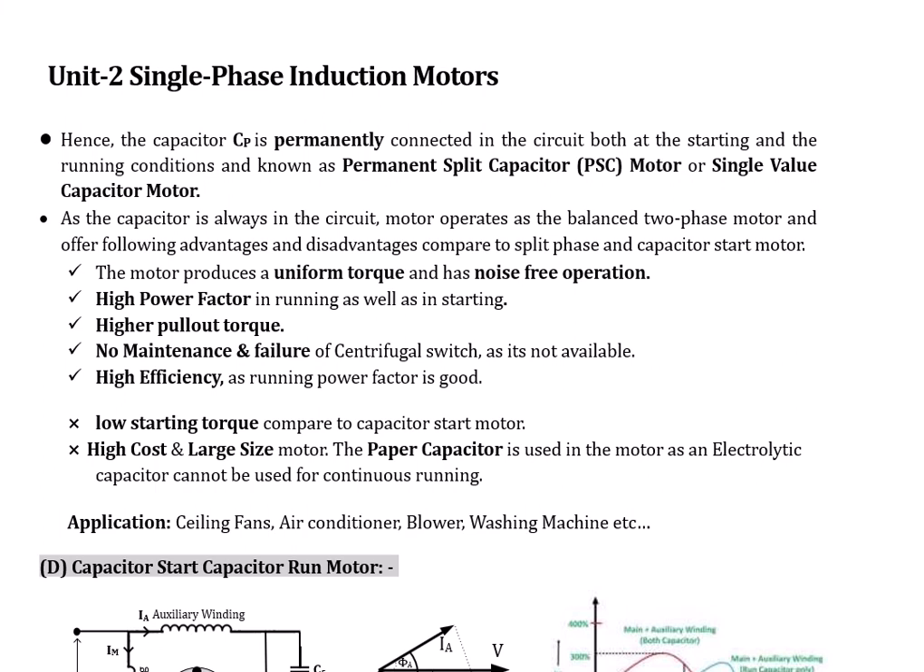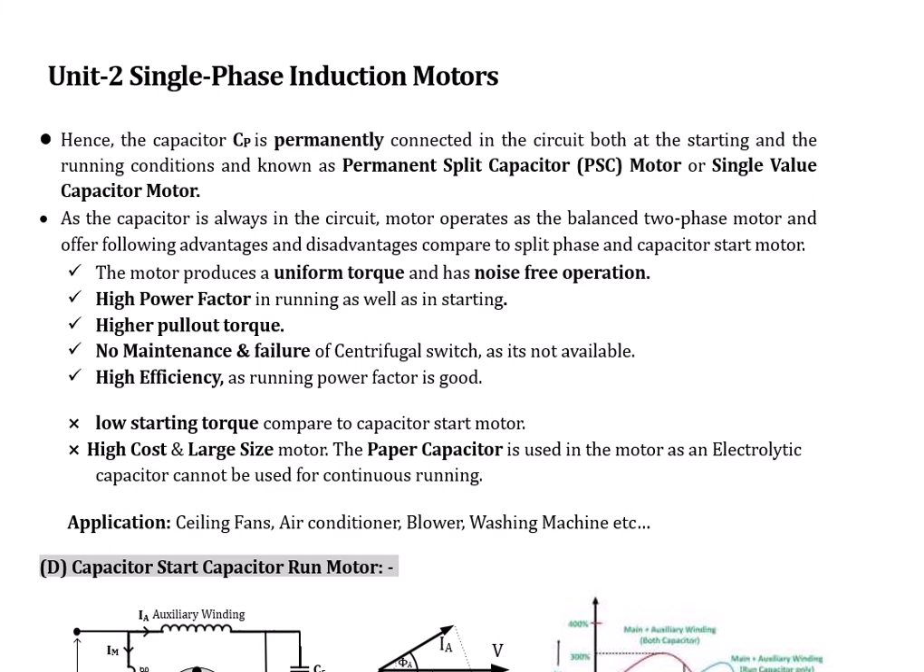A paper capacitor is used in this motor, as an electrolytic capacitor cannot be used for continuous running. If we use an electrolytic capacitor in a continuously running motor, it deteriorates and will be damaged, and we would have to replace it frequently. So we have to use a paper capacitor, which is quite expensive compared to the electrolytic capacitor, and it is also not available in some big sizes.